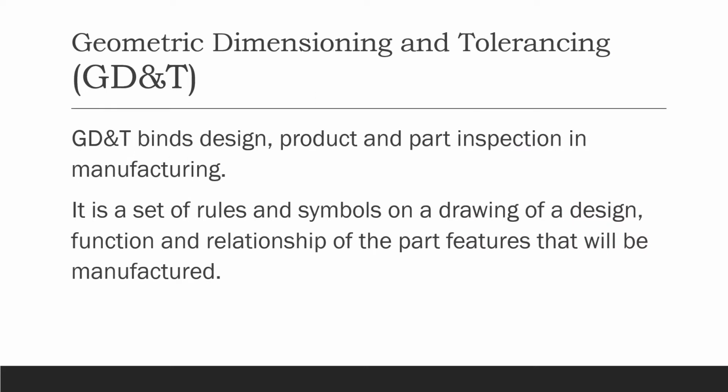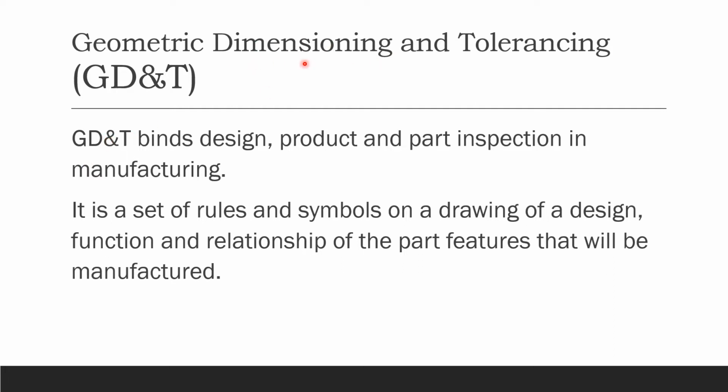All right, geometric dimensioning and tolerancing. The short form is GD&T. GD&T is dimensioning and tolerancing, and it binds design, product, and part inspection. We use it especially in manufacturing. It's kind of like a method, a system of measurement that we use.